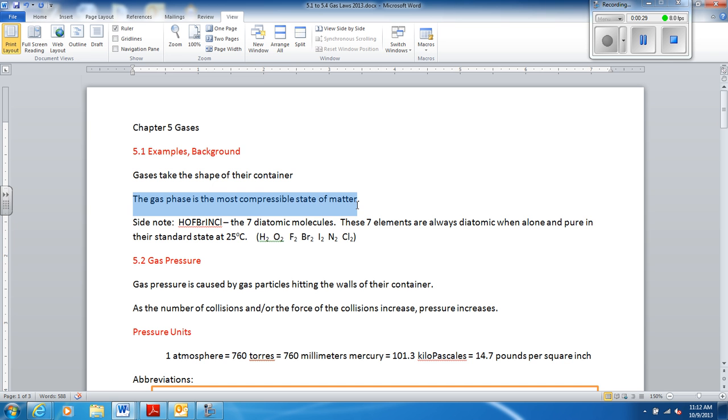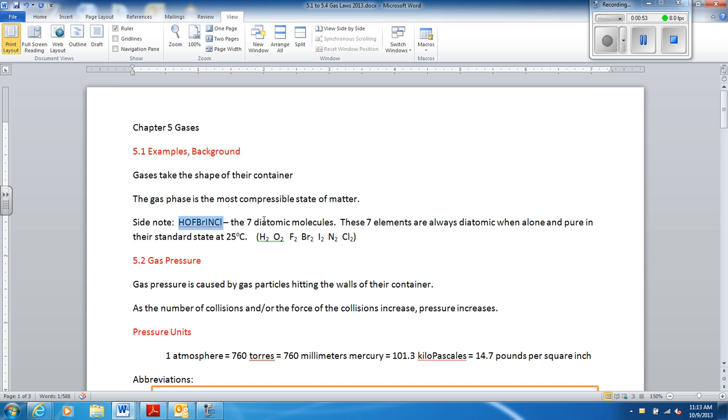The gas phase is the most compressible state of matter. To compress is to push down, so we can make gases smaller, compress them. But I have a little side note here. This is not just about gases, but most of these elements are gases, and you need to know this fact from now on.